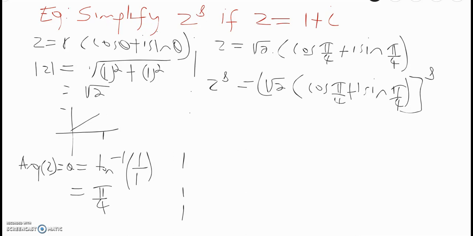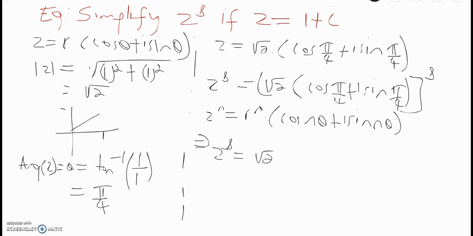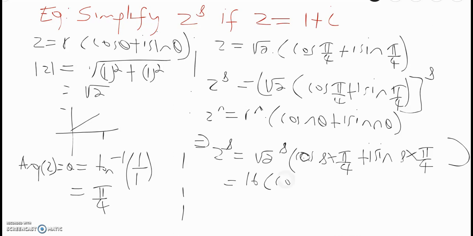Now based on de Moivre's theorem, it says that if we have z to the n, it's going to be equal to r to the n into cos n theta plus i sine n theta. So this means that z to the 8 is going to be equal to root 2 to the 8, open bracket, I'm going to have the cosine of 8 times pi over 4 plus i sine 8 times pi over 4, which breaks down to root 2 to the 8. So this is 16 into cos. We have 8 times pi over 4, and 8 over 4 is 2, so it's cos 2 pi plus i sine 2 pi.